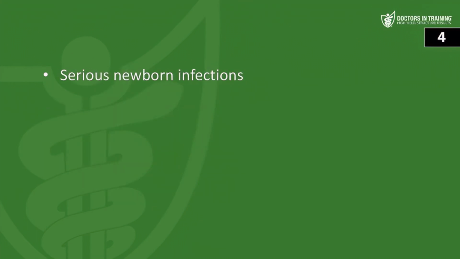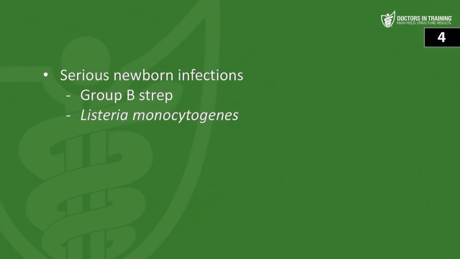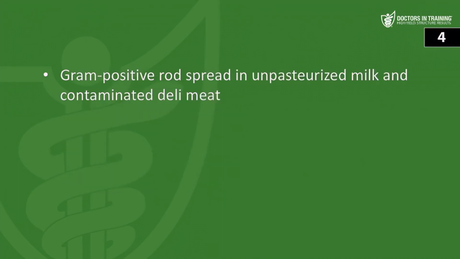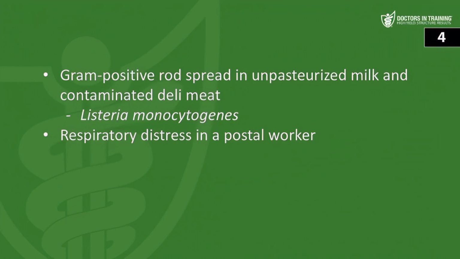Serious neonatal infection, think about group B strep or Listeria. And the third one was E. coli, which is actually a gram-negative. Nodular skin disease containing gram-positive filamentous rods that are partially acid-fast is Nocardia. Gram-positive rods spread in unpasteurized milk and contaminated deli meat is Listeria monocytogenes. And then respiratory distress in a postal worker is a clue for Bacillus anthracis.